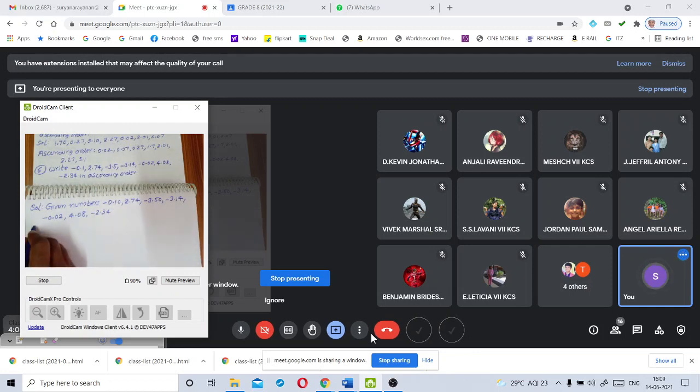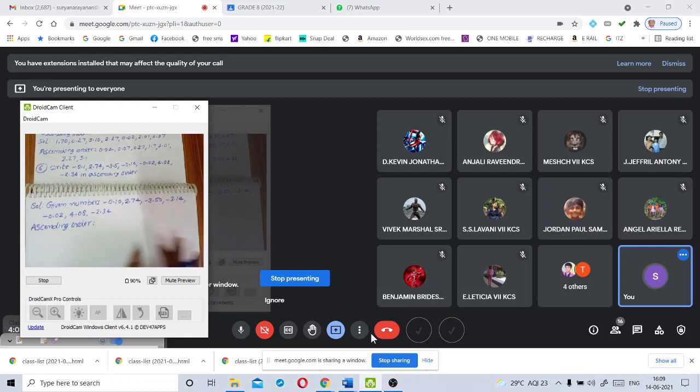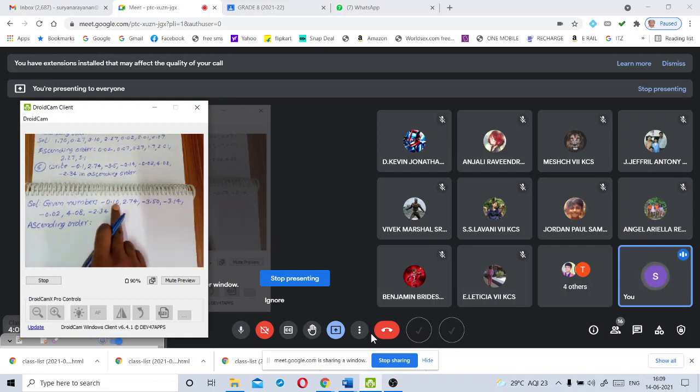Now let us write the ascending order. What I told you: ignore the decimal point and imagine there is no decimal point. Then read the given numbers. What will you get here? Minus 10. Yes or no? This is minus 10. Here 274.